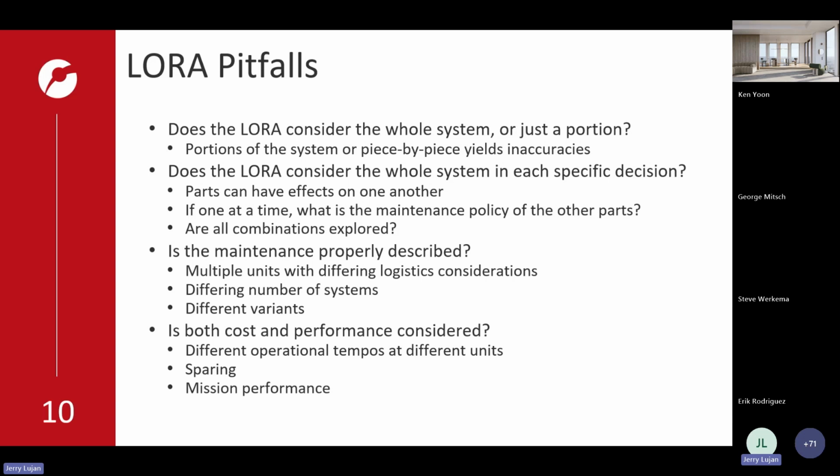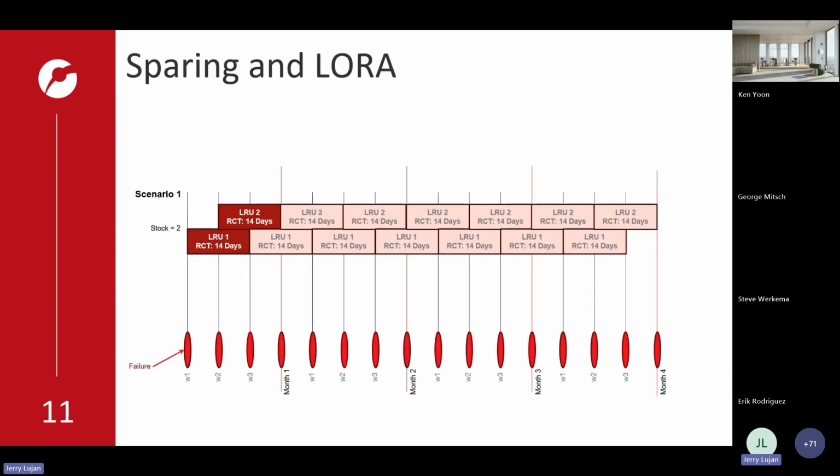And when it comes down to the actual decision of a LORA, there could be lots of different examples of exactly how things get done. Do we consider just the children? Do we put children and the parent together? And I could definitely talk about that at the end of our presentation here. But when it comes to sparing, let's look at an example here.